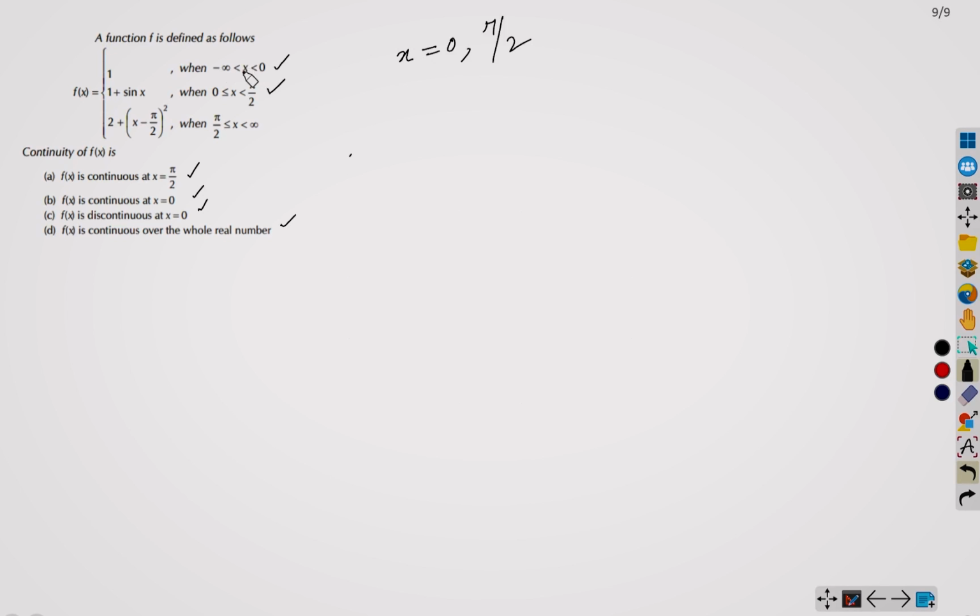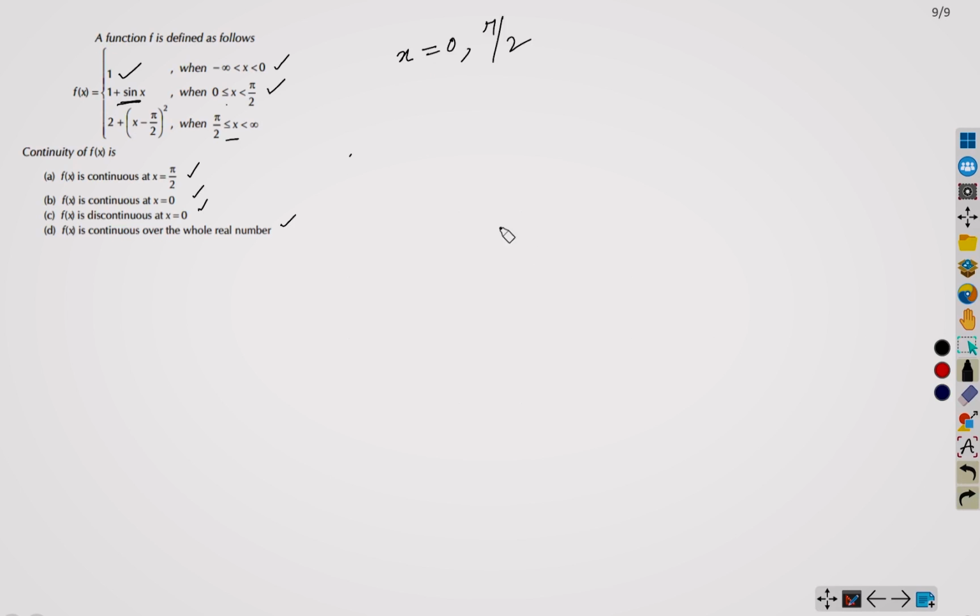Because if x is less than 0, the function is automatically continuous. There is nothing to check about it. If x is in the interval greater than 0 and less than pi by 2, it is automatically continuous. In this range, the question of discontinuity does not even arise. Similarly in the other interval, discontinuity does not occur. Discontinuity occurs at the breaking points. For that reason, we are only checking at the breaking points.